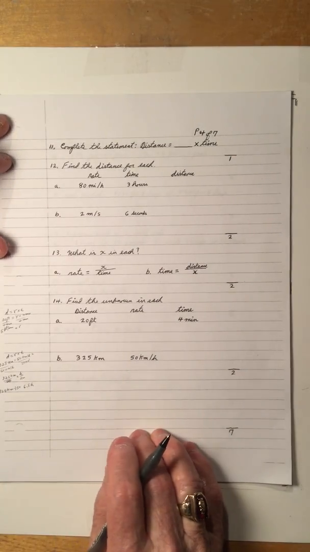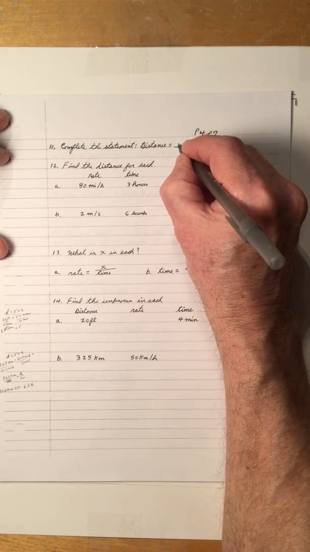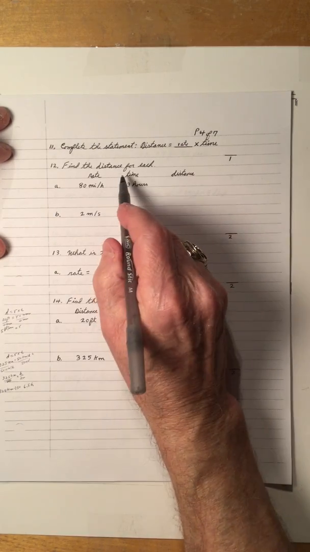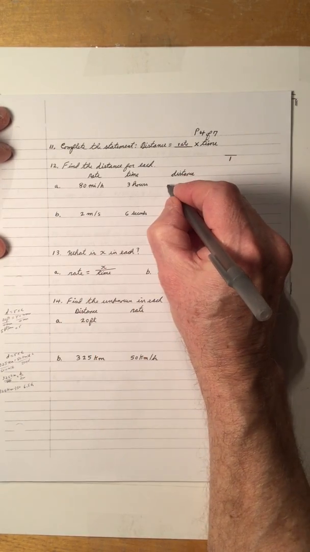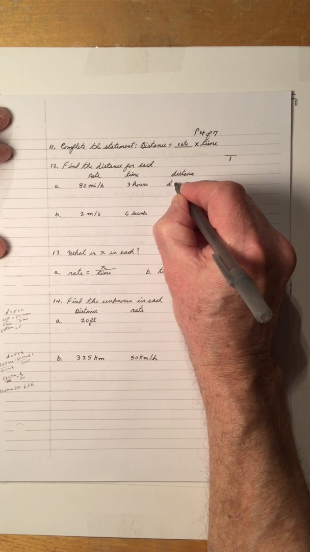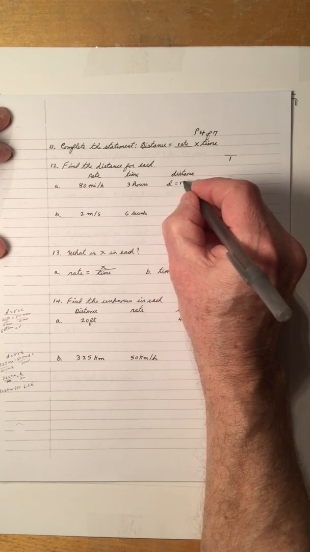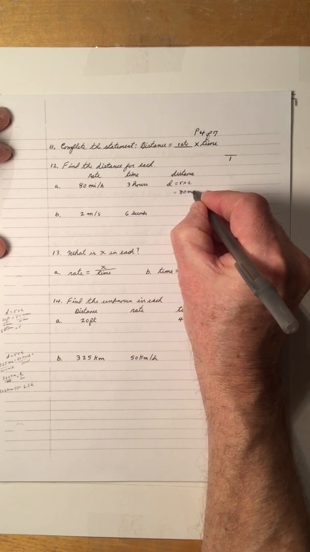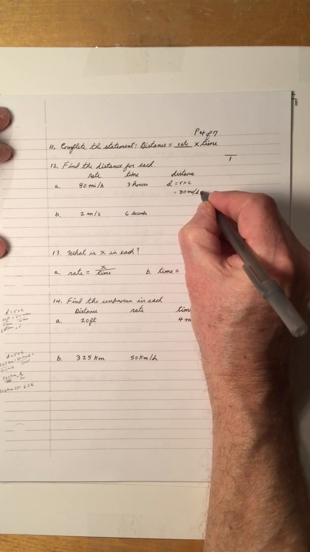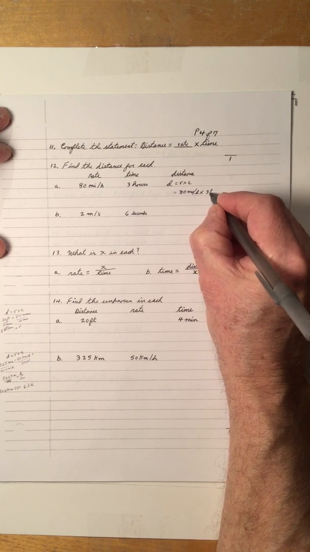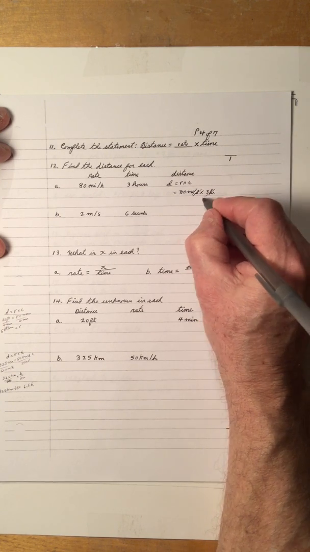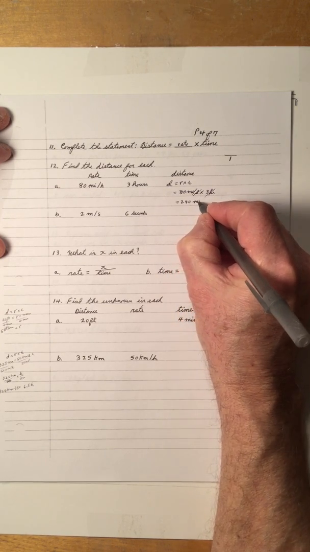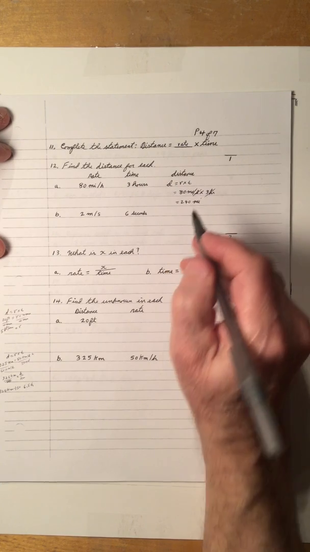Number 4, complete the statement. Distance equals rate times time. Find the distance for each. Distance equals rate times time. The distance is 80 miles per hour times 3 hours. Notice the hours cancel out, so I get 240 miles. That's your distance. Rate times time.